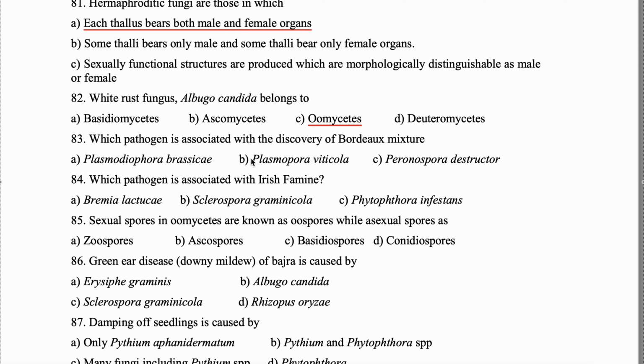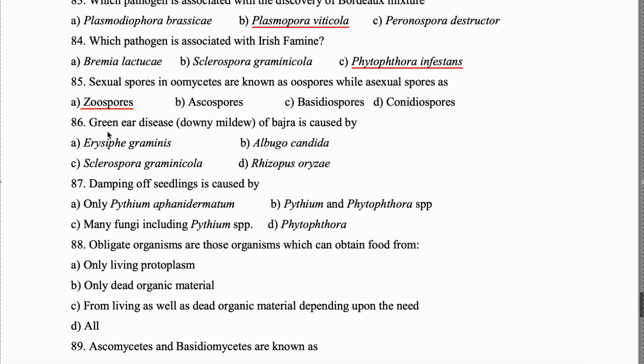It is Plasmopara viticola, which causes downy mildew in grapes. Question 84. Which pathogen is associated with Irish famine? It is Phytophthora infestans, causing late blight of potato. Question 85. Sexual spores in Oomycetes are known as oospores, while asexual spores will be called zoospores. Question 86. Green ear disease, that is downy mildew of bajra, is caused by Sclerospora graminicola.